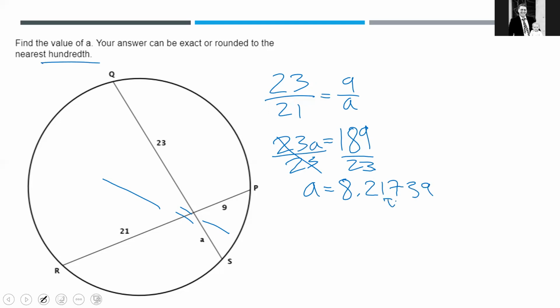I guess this says round to the nearest hundredth. So there's the hundredths place. Will the 7 make it round up or stay the same? It'll make it round up to 8.22. Okay, so that's with chords. Chords, you get to set up nice ratios.